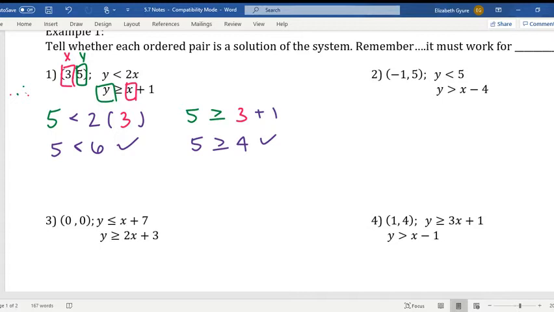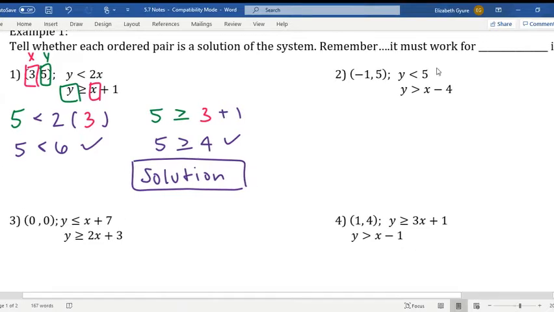So if it works for both, do we think it's good or is it not a solution? Yeah, I think it's good. It is a solution, so we would say solution. All right, Asia, you really just missed the first one. We're just plugging in coordinate points.